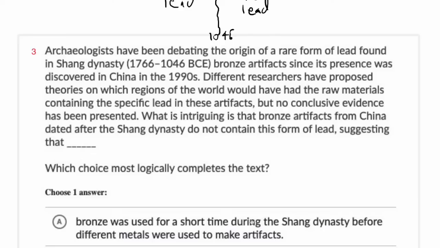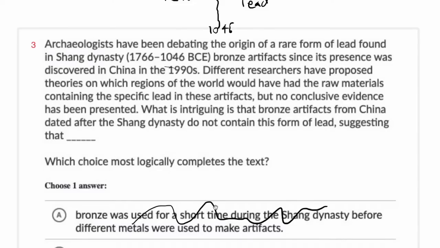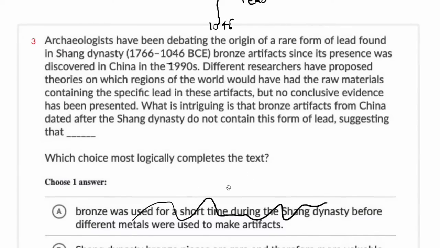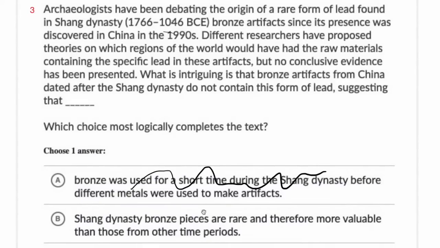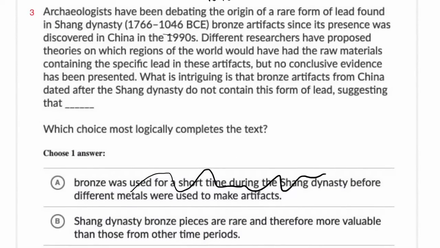Bronze was used for a short time during the Shang dynasty before different metals were used. Well, we don't know about whether it was a short time or not, because that dynasty lasted for 700 years, and we don't know anything about how long they were using different types of metals or whatever. B, Shang dynasty bronze pieces are rare and therefore more valuable. No, it doesn't say that. Nothing at all about the value.